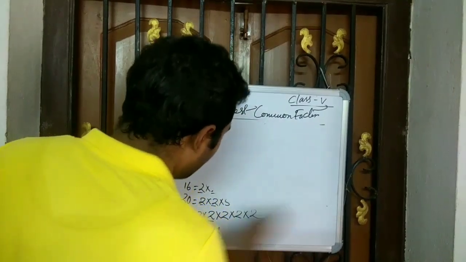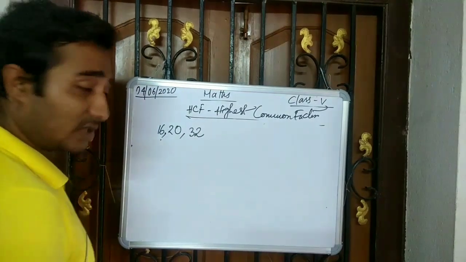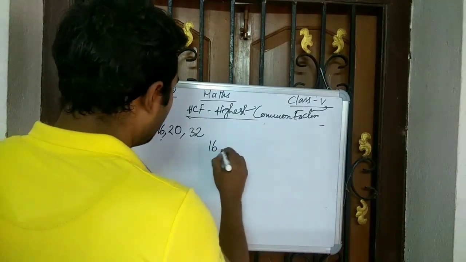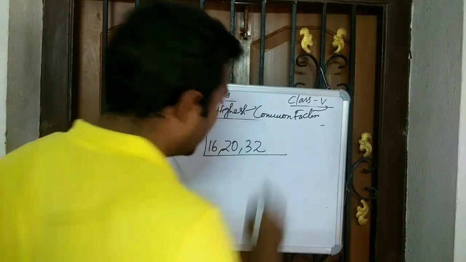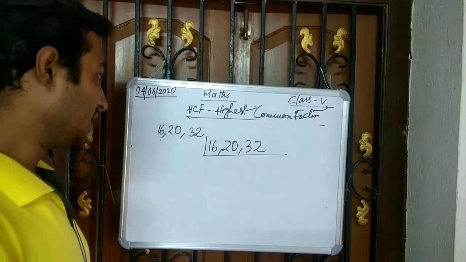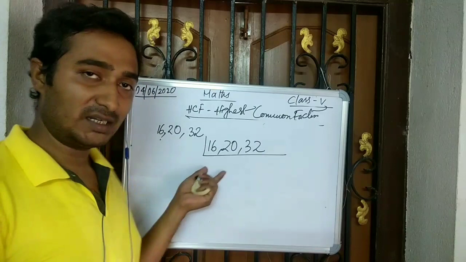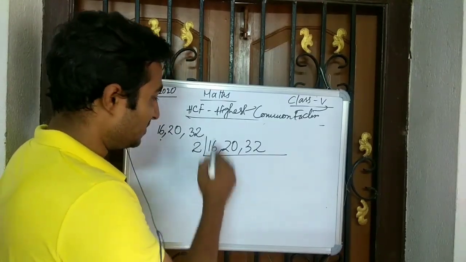That is the division method, or the continuous division method. For the continuous division method, we have to do the prime factorization together, all 3 together. So now we have to find a number by which all 3 numbers are divisible. You can see that all these are even numbers, so by 2 it is easily divisible.